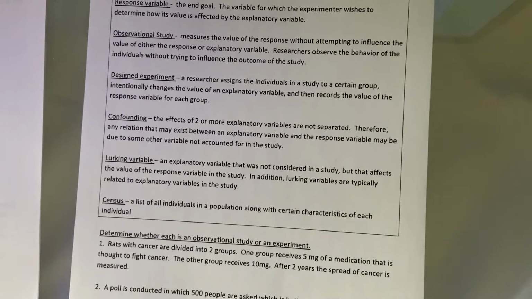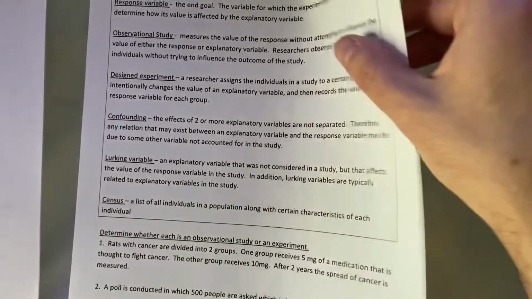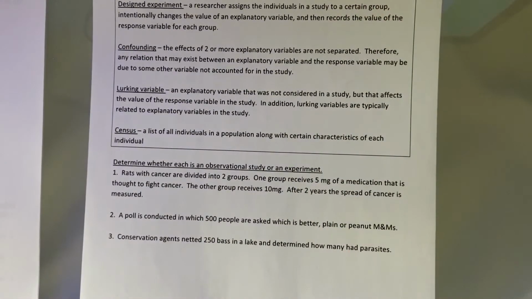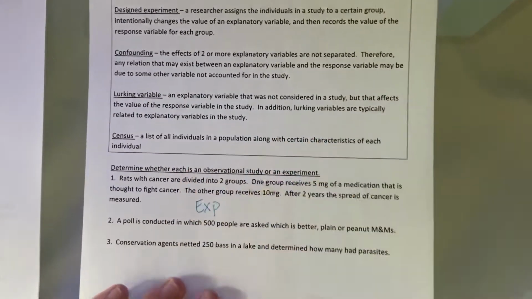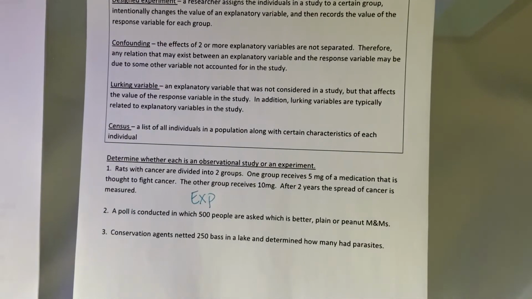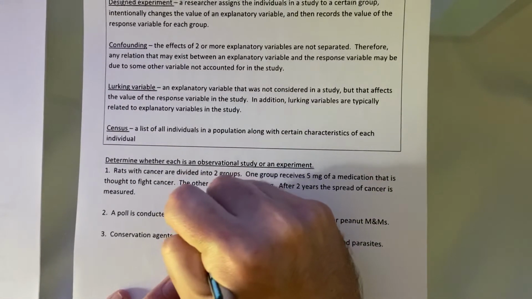To determine if it's observational or experiment, rats with cancer are divided into two groups. One receives 5 milligrams of a medication, the other receives 10. After 2 years, the spread of cancer is measured. So were they trying to affect the outcome? Yes, then it's an experiment. A poll is conducted in which 500 people are asked which is better, plain or peanut M&Ms. Unless the wording on the poll is strange, are they influencing the outcome? No, so it's an observational study.